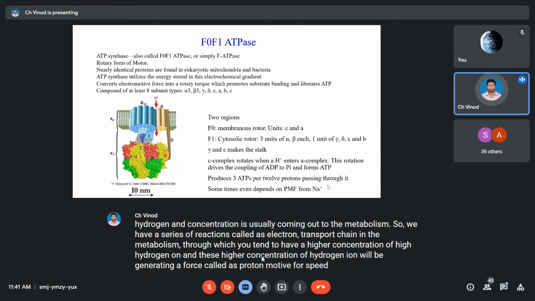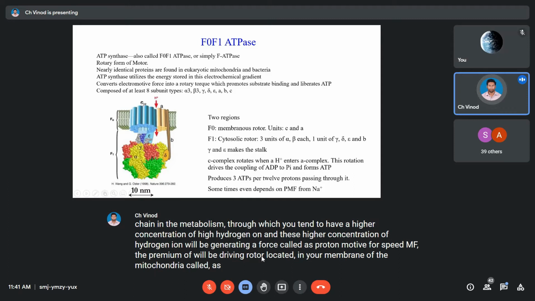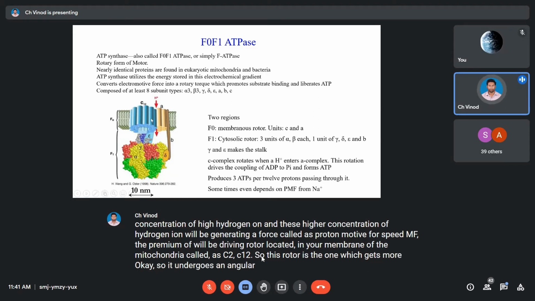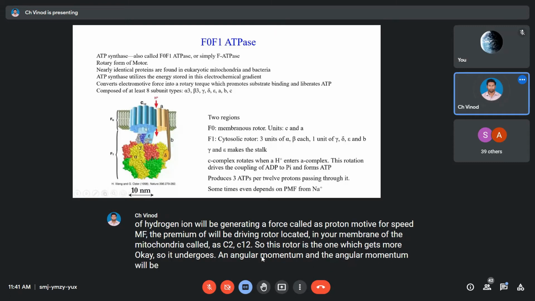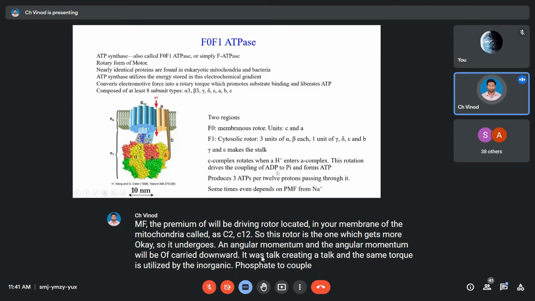The PMF will be driving a rotor located in the membrane of the mitochondria called C12. So this rotor is the one which gets moved. Okay, so it undergoes an angular momentum, and the angular momentum will be carried downward through a stalk, creating a torque. And the same torque is utilized by the inorganic phosphate to couple to an adenosine diphosphate, leading to ATP. Okay.